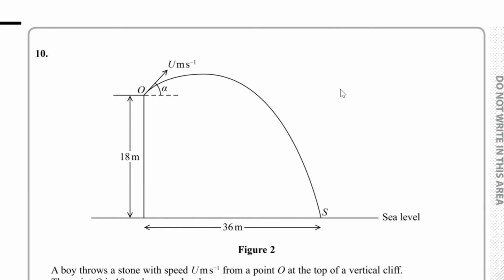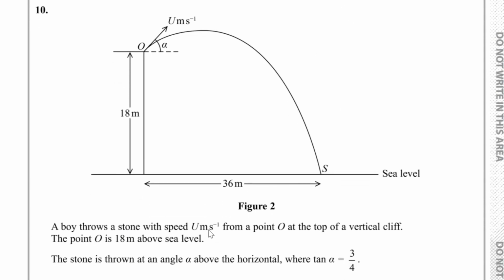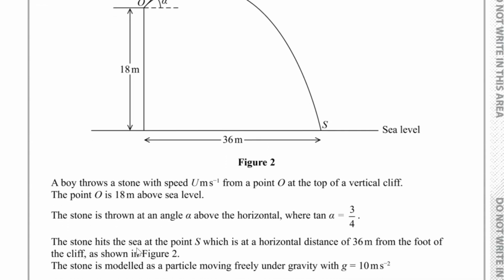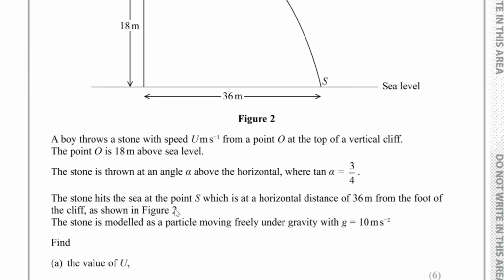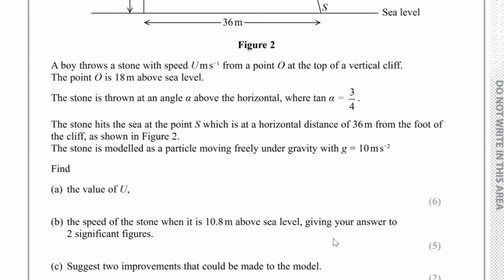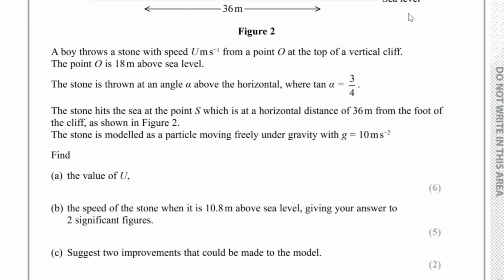Question number 10. A boy throws a stone with speed u meters per second from a point O at the top of a vertical cliff. The point O is 18 meters above sea level. The stone is thrown at an angle alpha above the horizontal, where tan alpha equals 3/4. The stone hits the sea at the point S, which is a horizontal distance of 36 meters from the foot of the cliff, as shown in figure 2. The stone is modelled as a particle moving freely under gravity with g equaling 10, and for part A we have to find the value of u.